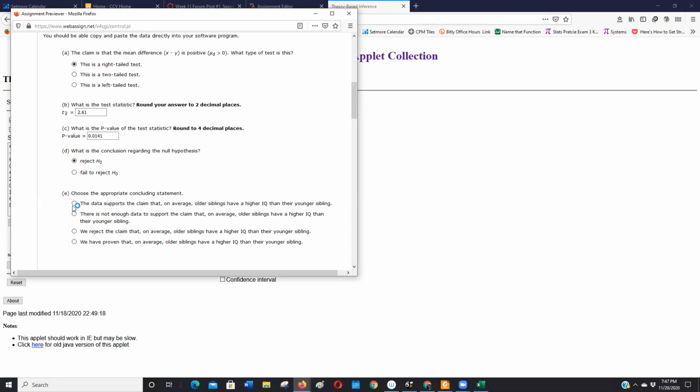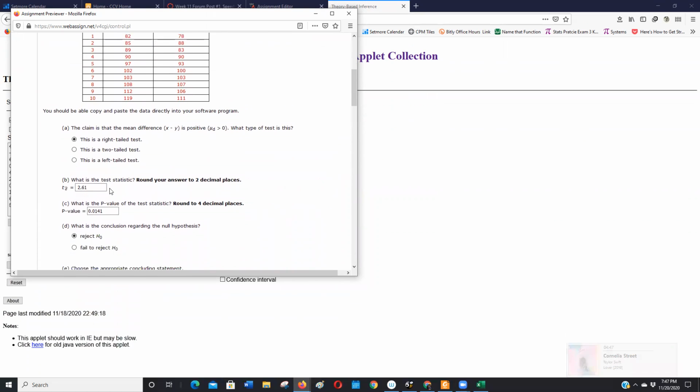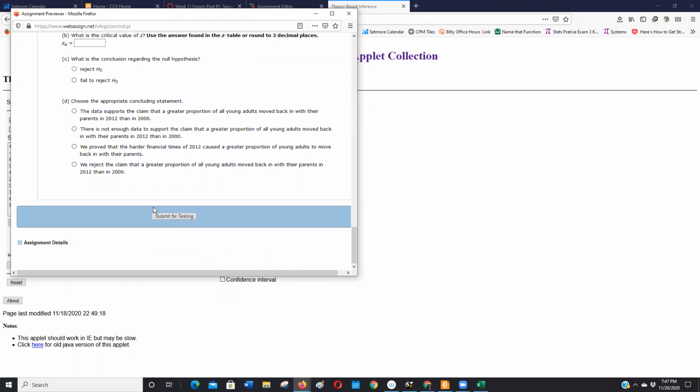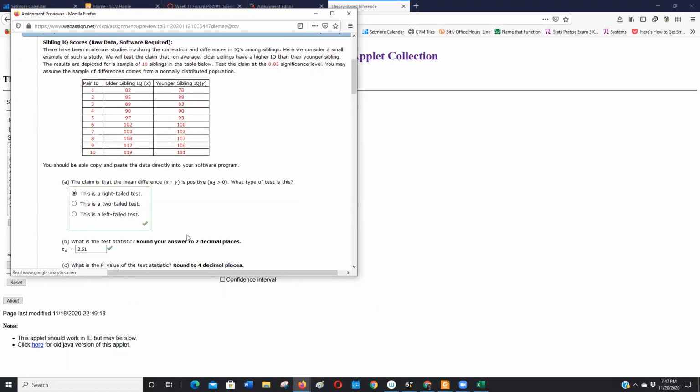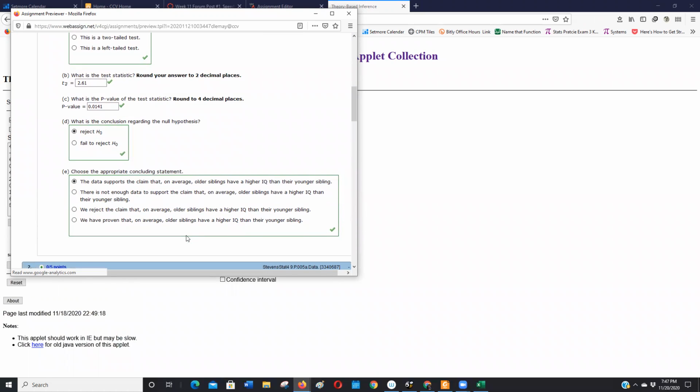Let's see if I get this right. Data supports the claim that on average. Yeah, I think I'm right. Let's see if I get it right. Oh, I can't do them all. All right, well, I'm right then. Now it might be here. Let me see if I can enter this. See what it gives me. Yeah, see now it took all that right. Okay, sometimes the rounding doesn't work right.